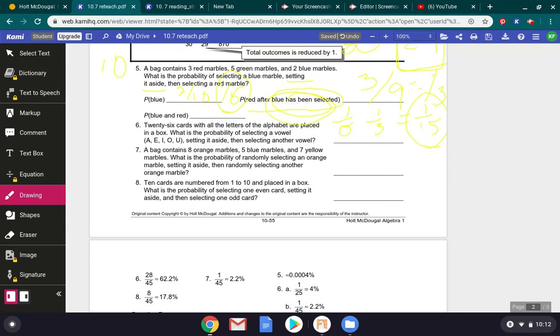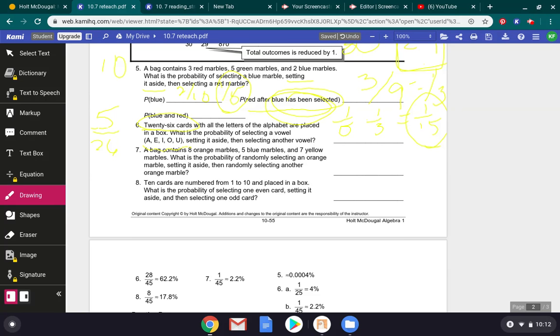Take a look at number 6. It says 26 cards with all the letters of the alphabet are placed in a box. What's the probability of selecting a vowel, setting it aside, and then selecting another vowel? We have 26 cards in the box, so the total is 26. Selecting a vowel, which they told us is A, E, I, O, U, so that's 1, 2, 3, 4, 5 vowels out of the 26 total letters. That would be the probability of selecting a vowel.